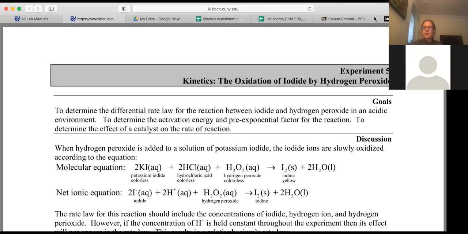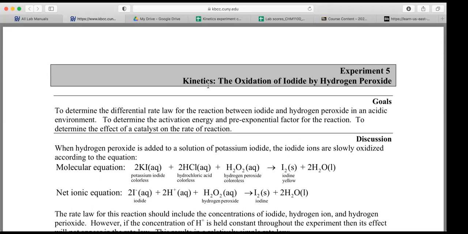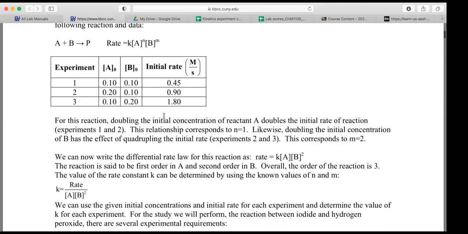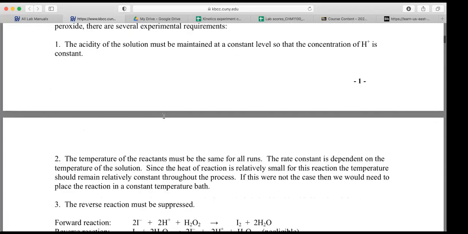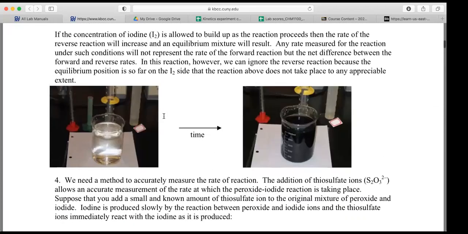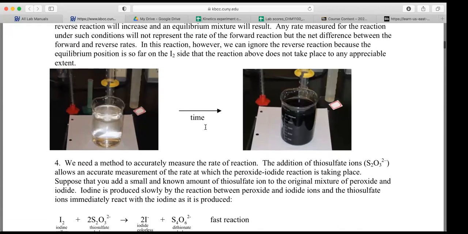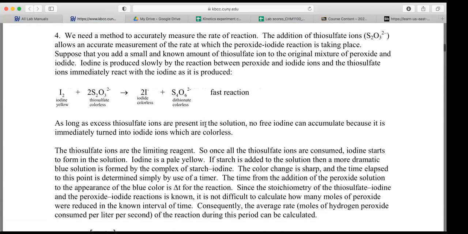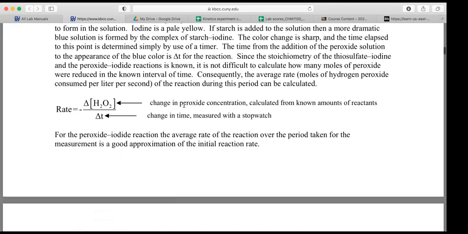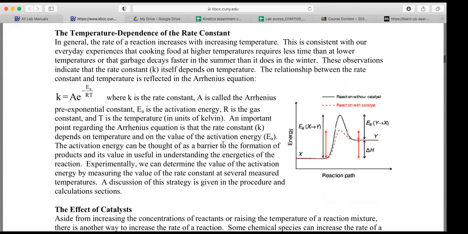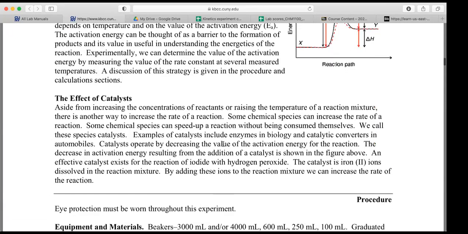This is called the procedure. So it's kinetics, the oxidation of iodide by hydrogen peroxide. It gives you the goals. There's a discussion of the theory, which is connected into your textbook material. There's actually a couple of pictures in here of what it will look like when the reaction takes place, but you'll see that in the video. Some discussion of the kinetics in there about the rate and such. All these sorts of things are in here.